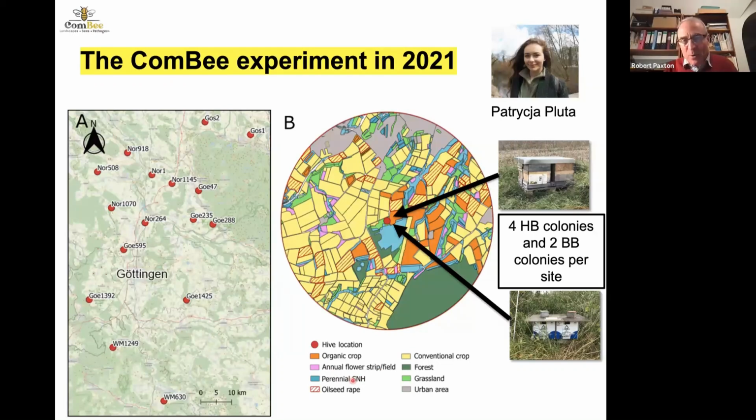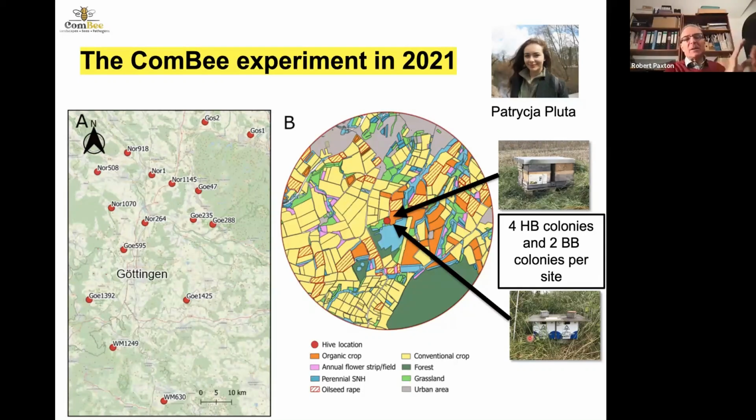I'm not going to tell you about the relationships with those to see whether organic agriculture might benefit bees. It does actually. It seems to have a big effect. What I want to tell you about is the pathogens that we find in these honeybees and the bumblebees that we have placed at those sites.